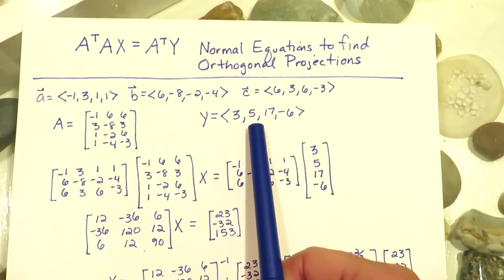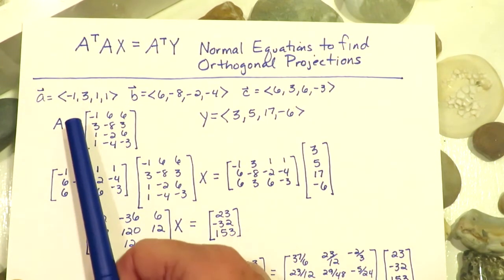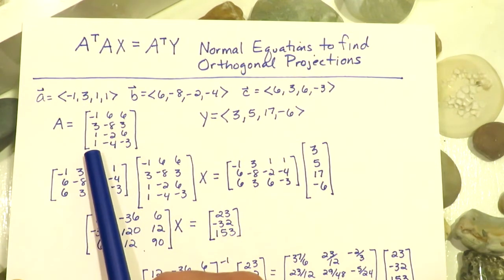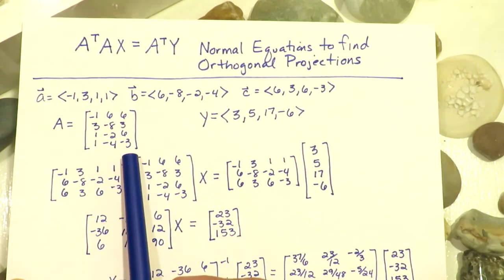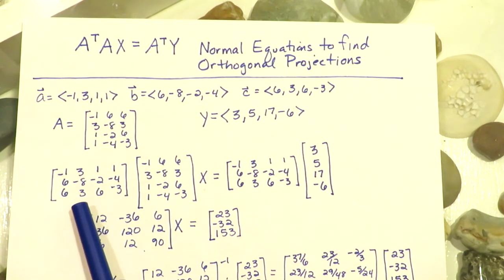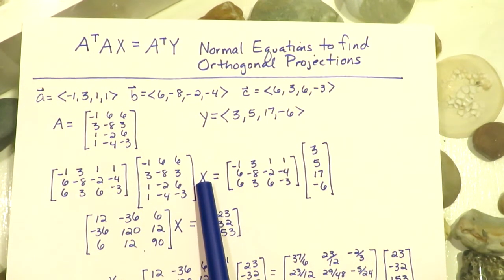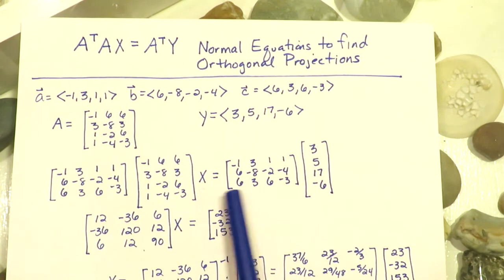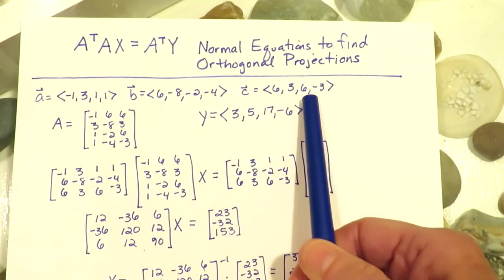So using the normal equations, my A matrix is -1, 3, 1, 1 is the first column, 6, -8, -2, -4 is the second column, 6, 3, 6, -3 is the third column. And then my normal equations have me take A transpose times A. This is what we're trying to solve for. Then A x will equal A transpose times the vector that we are trying to approximate. I'm trying to approximate this vector in the span made by these three vectors.